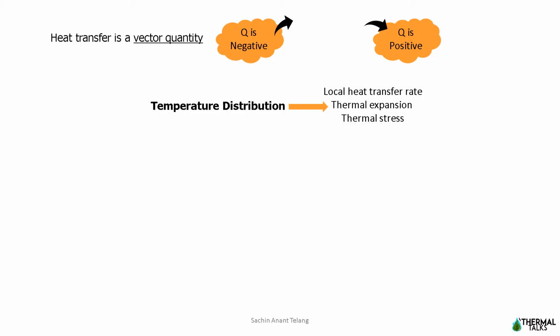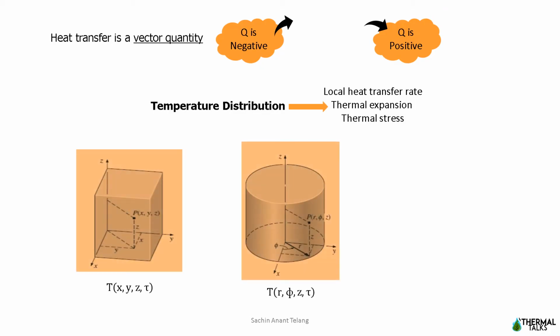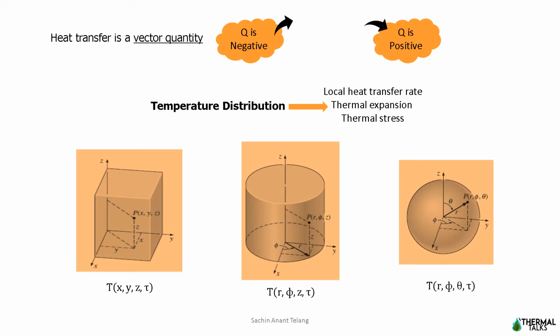Some heat transfer problems in engineering require the determination of temperature distribution, the variation of temperature throughout the medium, in order to calculate some quantities of interest, such as the local heat transfer rate, thermal expansion, and thermal stresses at some critical location in specified times. This can be done by choosing a suitable coordinate system such as rectangular coordinates, cylindrical coordinates, or spherical coordinates.